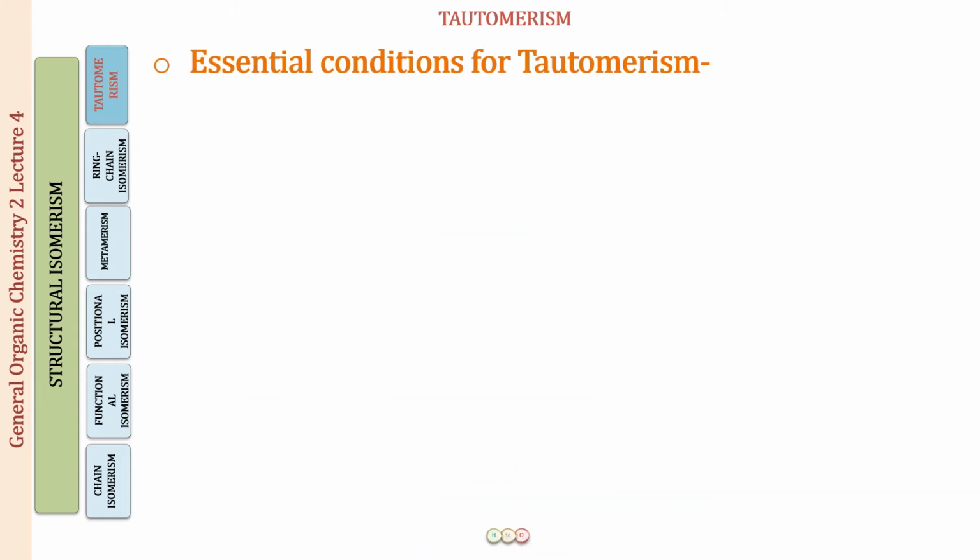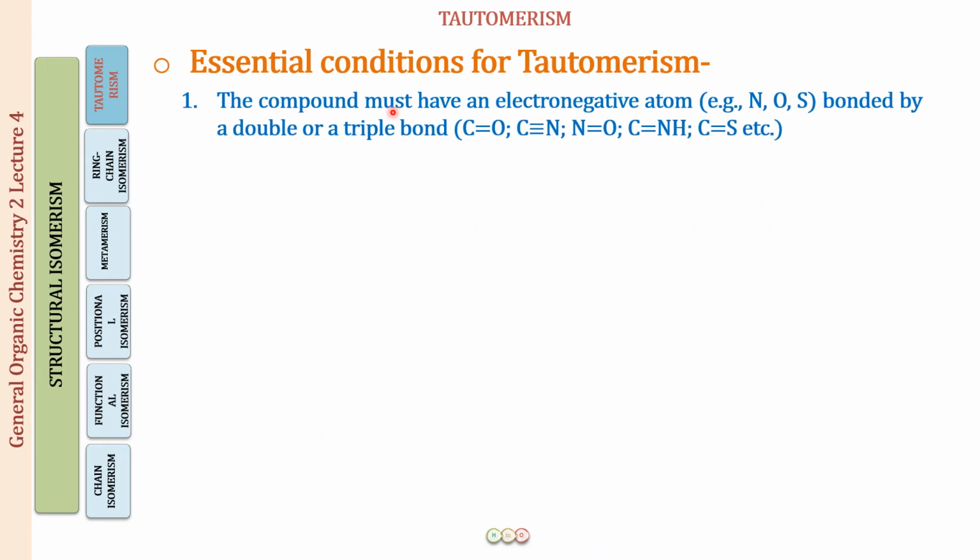So next we have the essential conditions for tautomerism. Some things you have already understood and some things you are going to understand now because you are going to pay a lot of emphasis to it now. Alright, so the first condition is that the compound must have an electronegative atom like nitrogen, oxygen or sulfur bonded by a double or a triple bond. As you have seen in the various Dyad and Triad systems: a carbon double bonded to oxygen, a triple bond with nitrogen, a nitrogen oxygen double bond, carbon with a double bonded nitrogen, again with a carbon and a sulfur. So all these you have seen in the various systems.